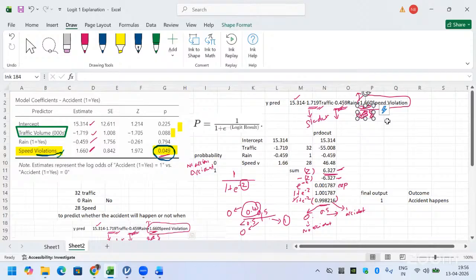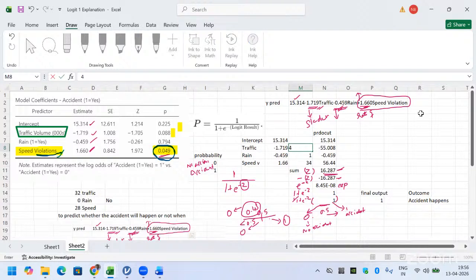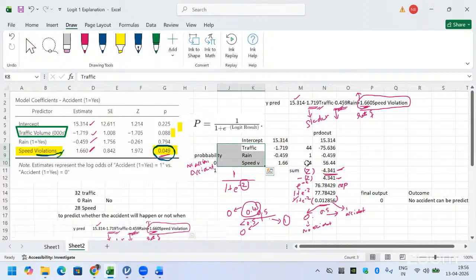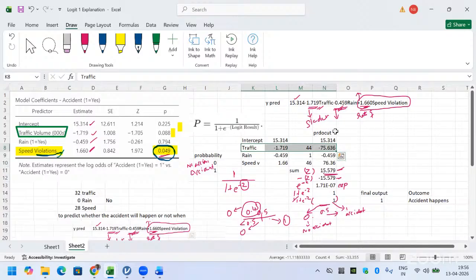Is that fine, or any other doubt? Now if we make this 34, surely the chances will increase. Even if you make this 48 or something, I don't think we are going to get anything. As I said, the nullifying effect is more with traffic when compared to speed. So the first impacting variable is this, and the second impacting variable is this. As these two are oppositely related, negatively correlated, these sorts of things are happening.